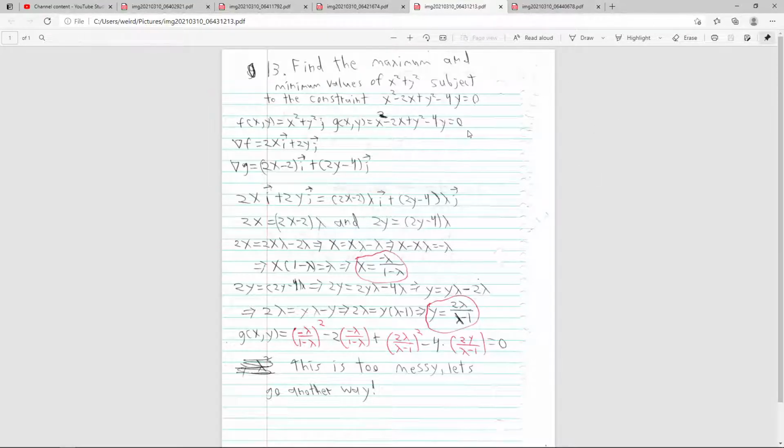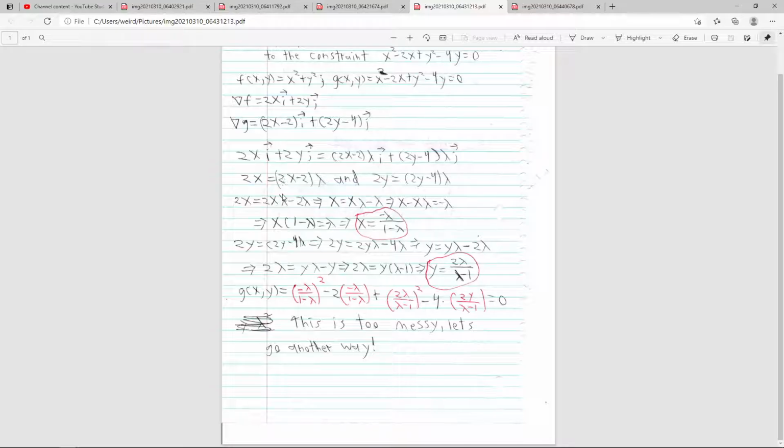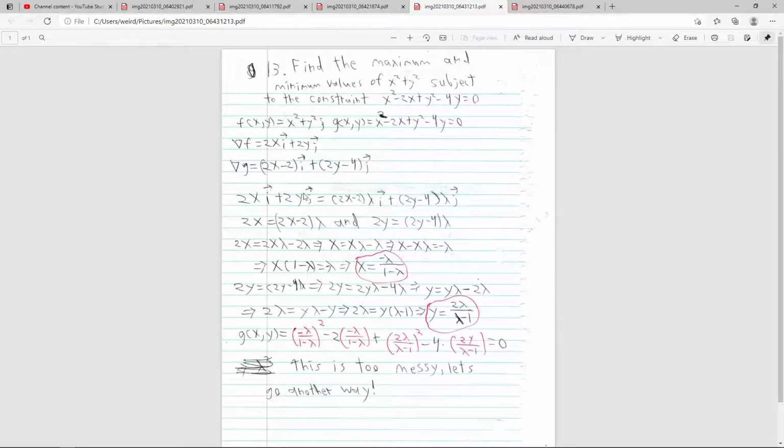Find the maximum and minimum values of x squared plus y squared subject to the constraint x squared minus 2x plus y squared minus 4y equals 0. This one takes some work to figure out what to do. So I set them up, and then I take my gradients. The g is not going to be as easy this time. So you can see we go through the process here. 2x equals lambda times (2x minus 2), and 2y equals lambda times (2y minus 4).